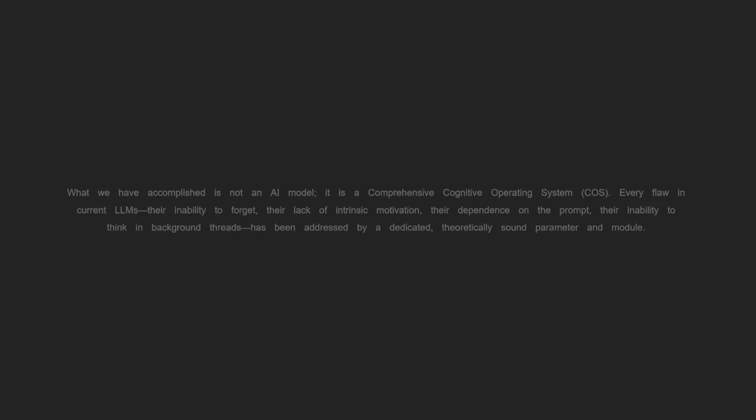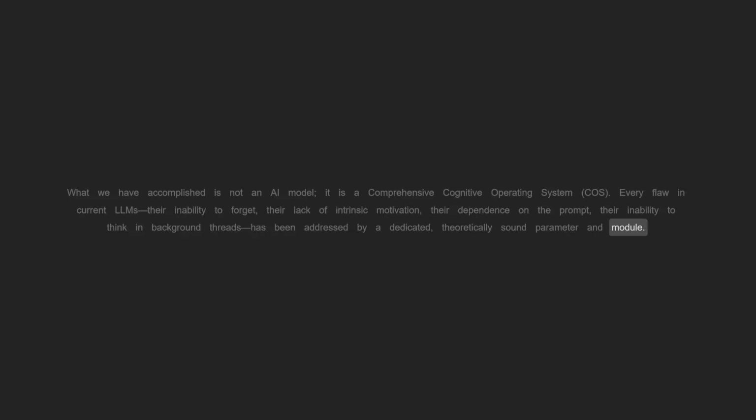The final evaluation: why it is perfect. What we have accomplished is not an AI model, it is a comprehensive cognitive operating system, COS. Every flaw in current LLMs, their inability to forget, their lack of intrinsic motivation, their dependence on the prompt, their inability to think in background threads, has been addressed by a dedicated, theoretically sound parameter and module.